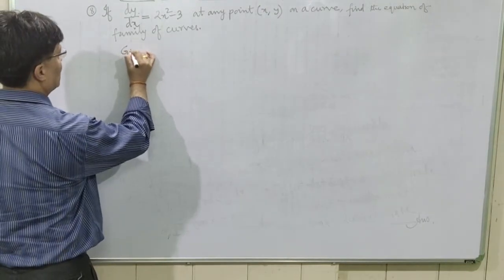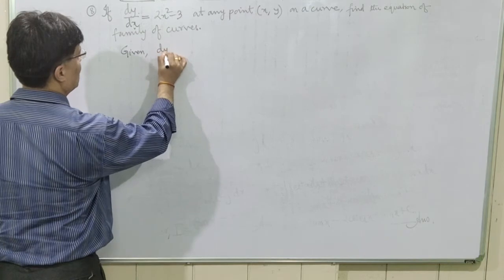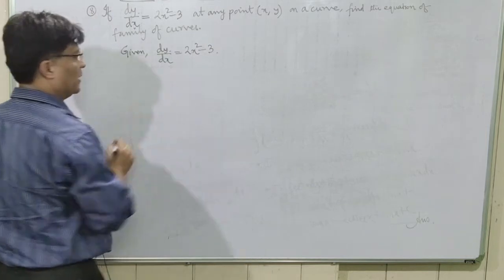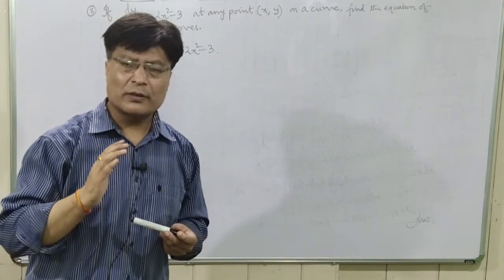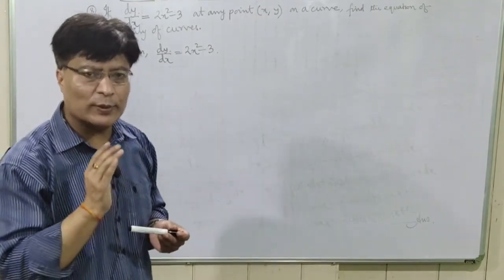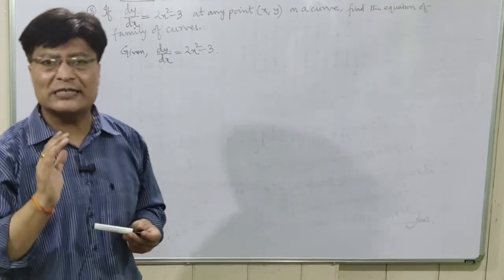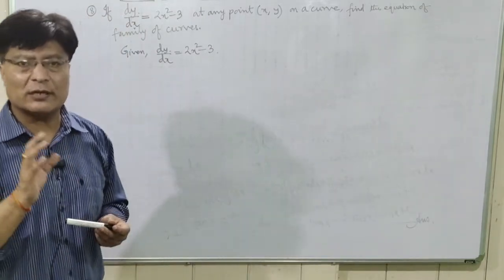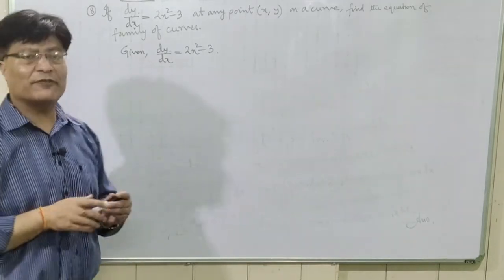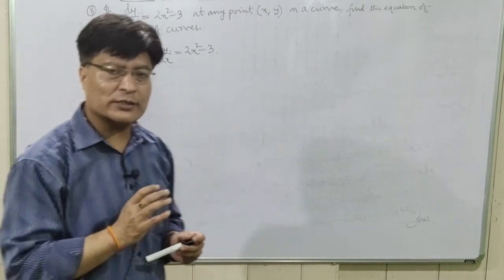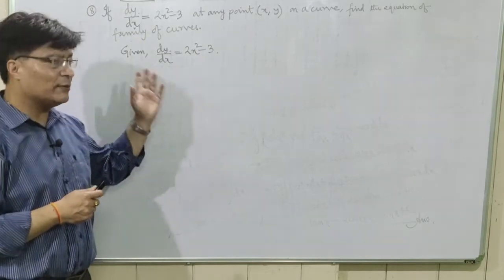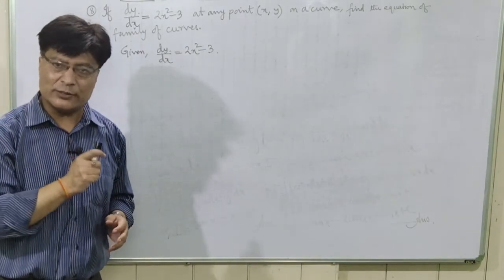So here given is dy by dx is equal to 2x square minus 3. Now you have to find out the equation of the family of curves. That means you will get the equation in terms of x and y only. This is known as a differential equation because it is given in terms of dy by dx, and you have to eliminate dy by dx from here. That means you have to solve it.